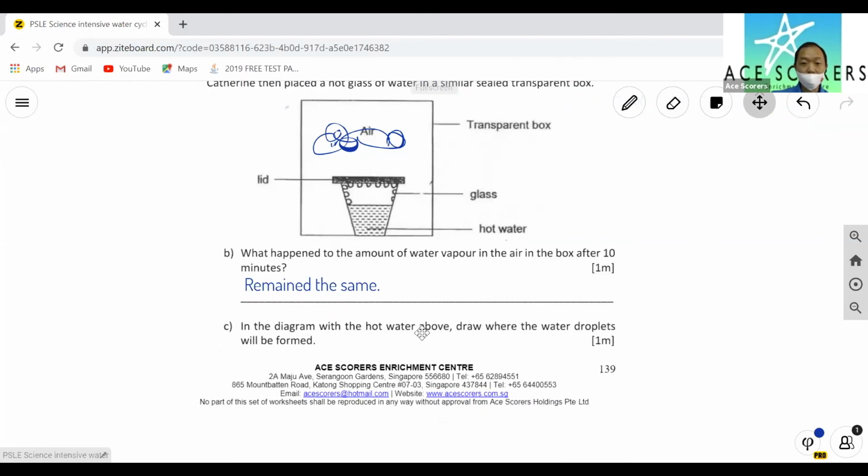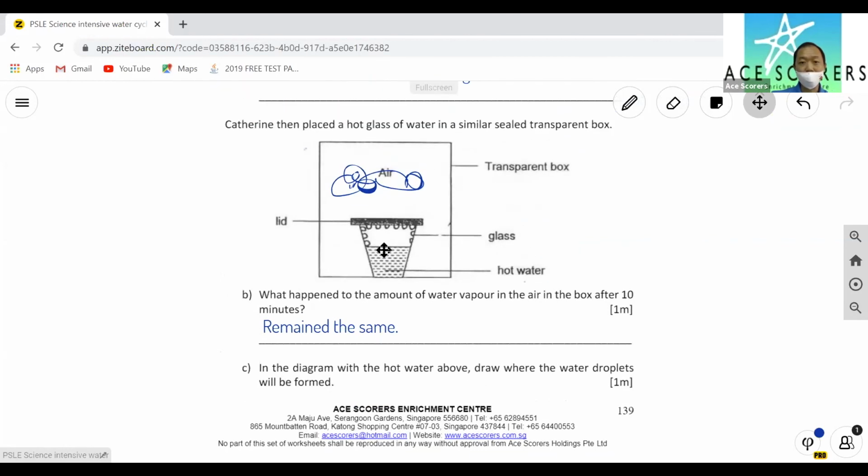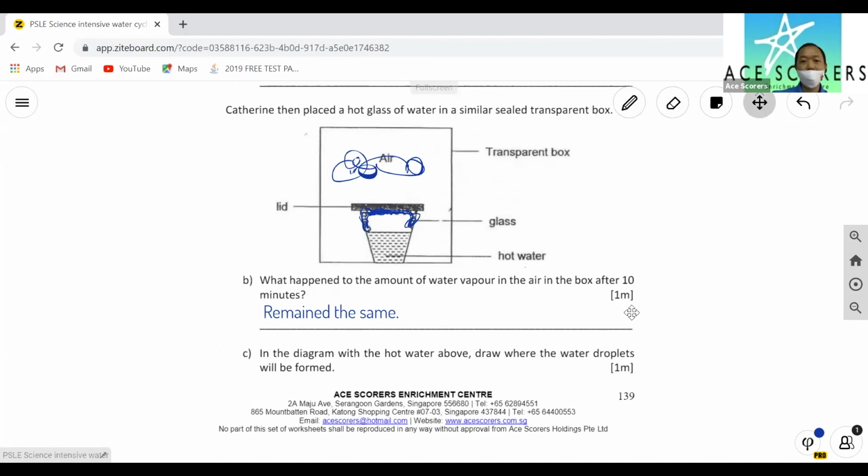Draw where the water droplets are in the diagram with the hot water. So the water droplets form here, inside the glass. Water droplets form inside, not outside.